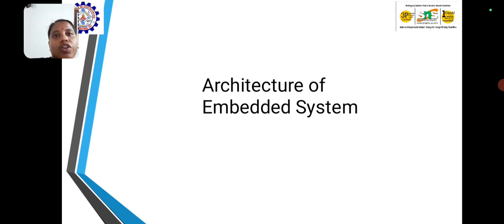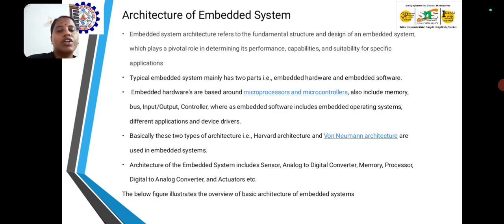In this video, we are going to see about the architecture of the embedded system. First, what is an embedded system? The embedded system is a combination of hardware which we use to automate things. For an embedded system, architecture refers to the fundamental structure and design of an embedded system, which plays a vital role in determining its performance, capability, and suitability for the specific application.